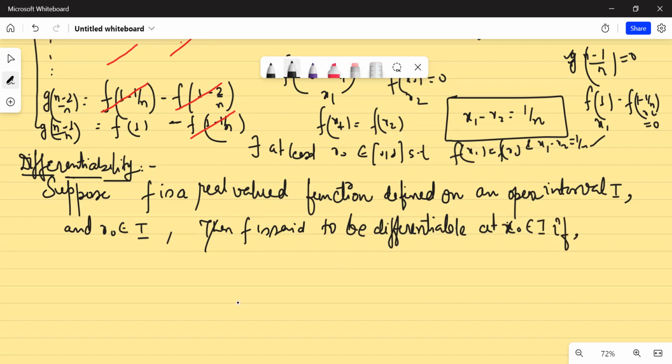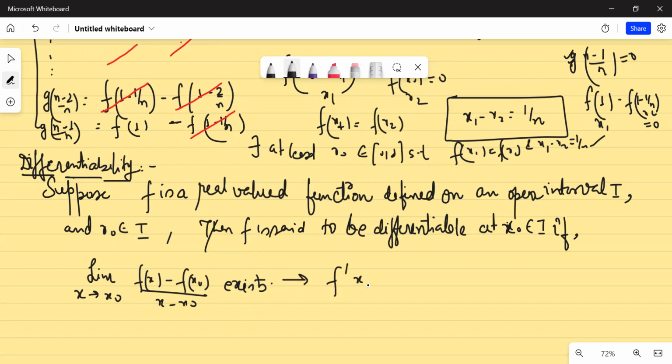if, what? If the limit as x tends to x naught of (f of x minus f of x naught) divided by (x minus x naught) exists. And if this limit exists, then this is called the derivative of the function at x naught. Is that clear? Yes. And it is usually denoted by d by dx of the function at x equal to x naught.